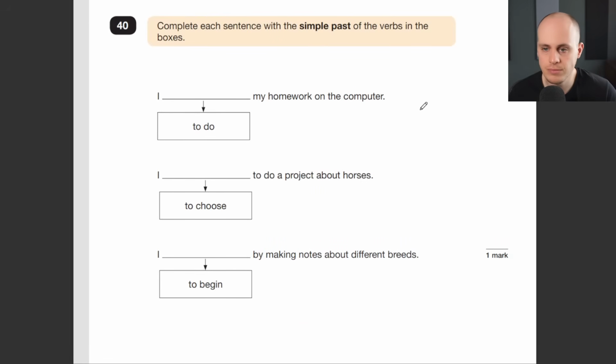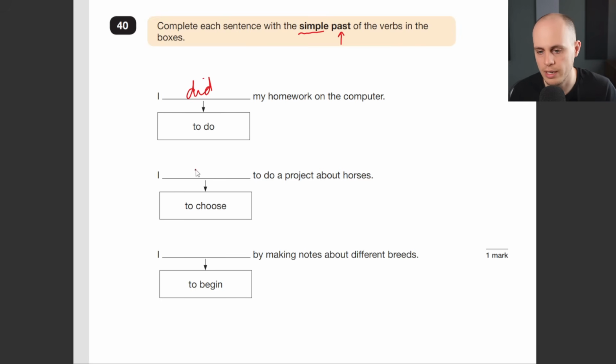We're getting there, guys. Number 40. We're on time as well. Remember, we have 45 minutes for this test. Complete each sentence with the simple past of the verbs in the boxes. If you forget what simple past means, just at least think past tense, because the chances are you'll still get it right. Simple past just means the simplest version of that verb in the past tense. In other words, just use one word to show it. So don't say, I was doing my homework on the computer. More simple: I did my homework on the computer. So you're thinking of the simplest way to say that verb in the past tense.